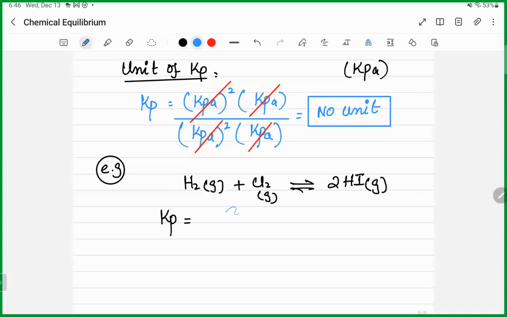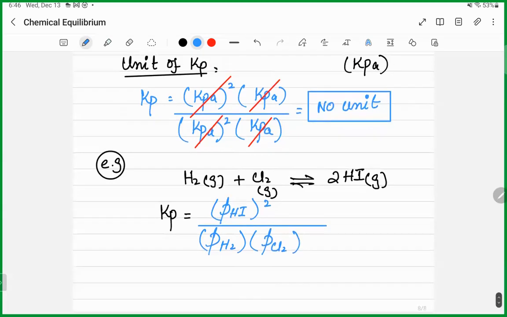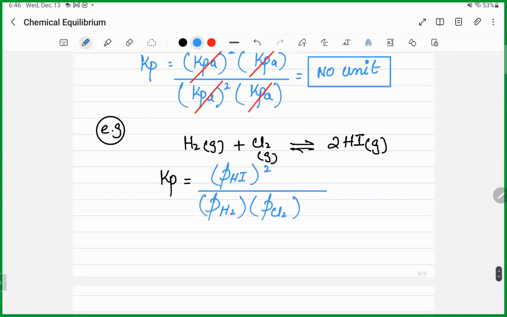Okay. So it's going to be partial pressure of HI squared divided by partial pressure of hydrogen into partial pressure of Cl2. Okay? And in the unit cancellation, again, everything gets cancelled out because the number of moles on the product side and the reactant side are the same. So you will write no unit. Okay, that's how you're going to write down the expression of Kp.